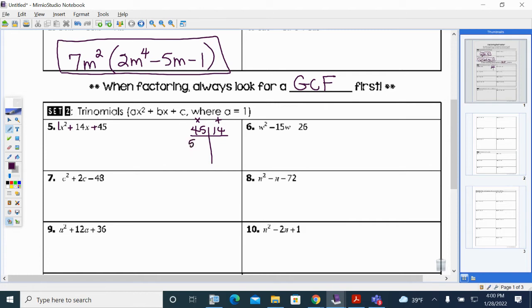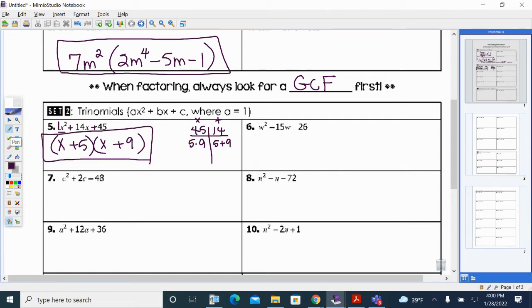So 5 times 9 is 45, and 5 plus 9 is 14. So that works. And the great thing about that is that it is going to set us up for our two factors. So x times x is x squared. And then you've got a positive 5 and a positive 9. That is your trinomial in factored form.